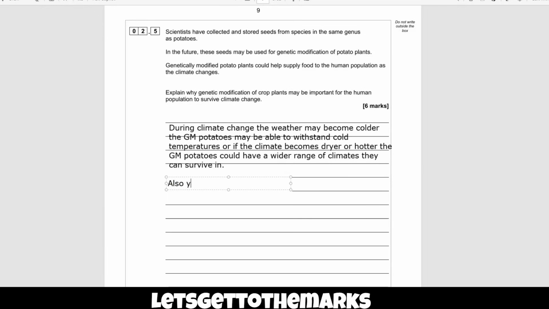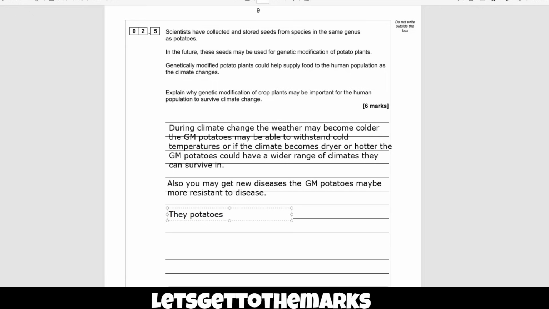Also, you may get new diseases born out of climate change, because it affects which diseases are going to survive. The GM potatoes may be more resistant to disease. You could give them a gene that would make them resistant to the diseases you expect to come around because of climate change. We could also say they may have defenses or chemicals they produce to put off insects. So the potatoes may be resistant to insects or new pests.